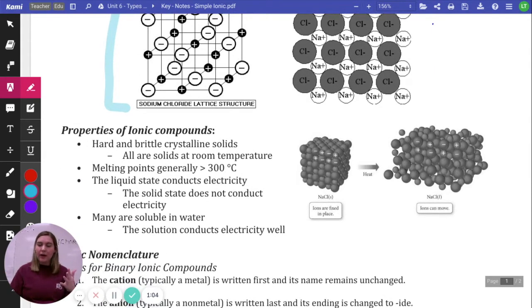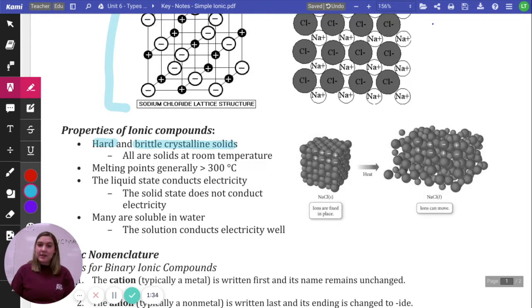So ionic compounds have several unique properties. The first one is that, in general, they are all hard, brittle, crystalline solids. Crystalline means they have a crystal shape, a very geometric shape to them. If you think about salt, it has the typical ionic compound shape. And all ionic compounds are solids at room temperature.